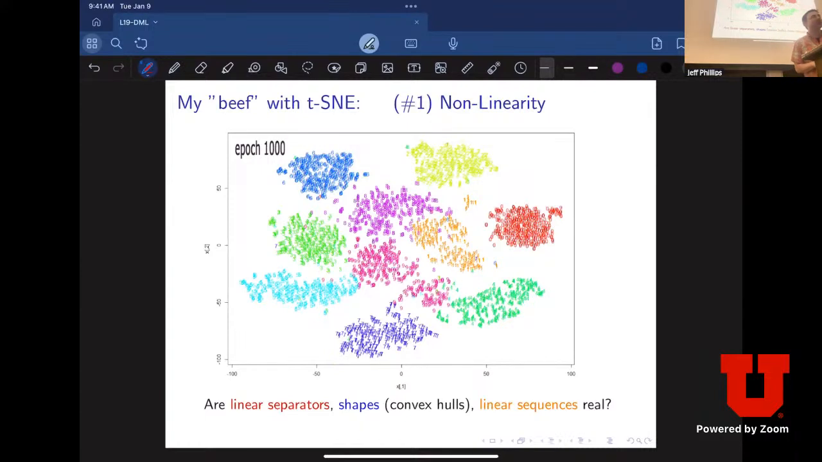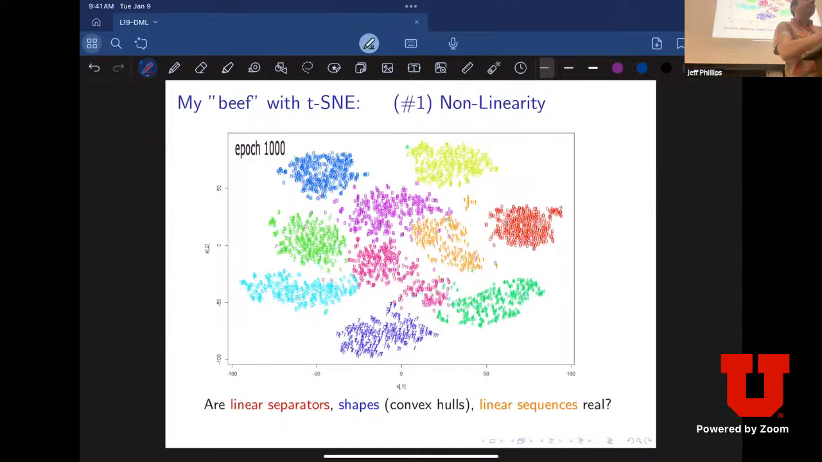Okay, so let me start with my beef with t-SNE. If you've seen this, they produce these nice plots. This is a data set of pixels, small maps of hand-drawn digits. The colors are the numbers, but the method is not given the labels. It maps them into this space, and it works amazingly well here in that you can see the clusters of the numbers in the space. So it's pretty impressive.